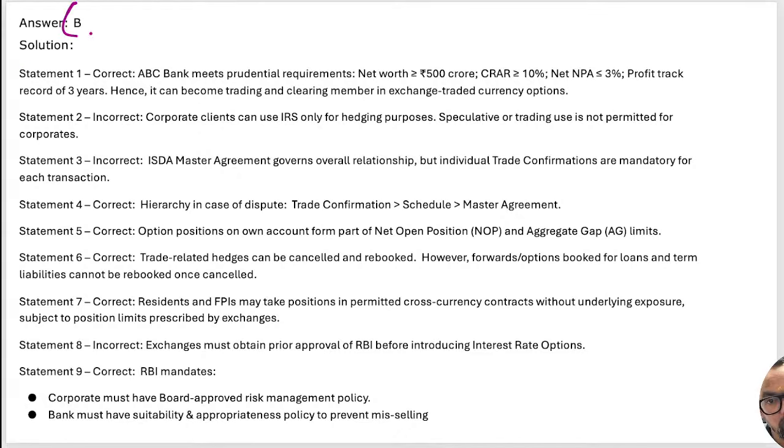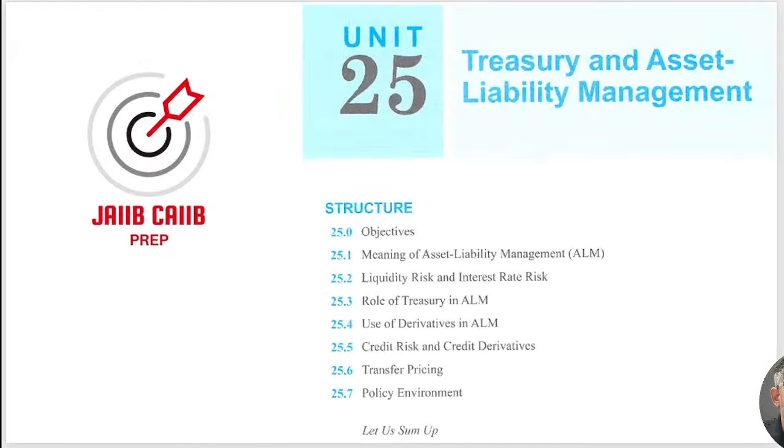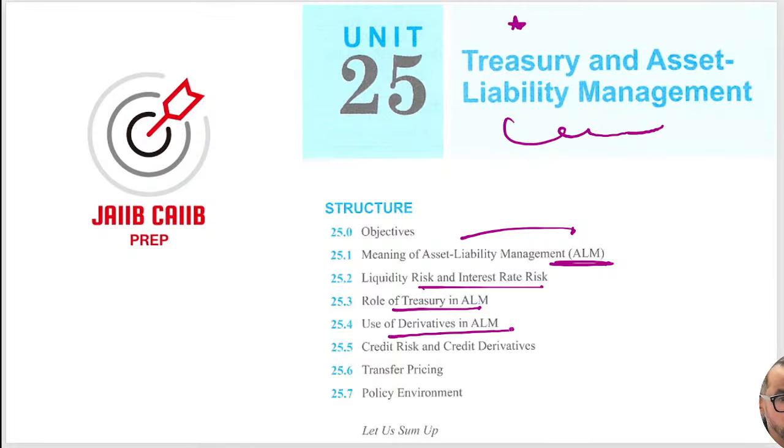So this was your last question. Now Treasury and ALM. This unit is very easy. What we have done with module B, same things are there, right? ALM we read yesterday only, right? Asset liability management, liquidity and interest rate. We have treasury ALM, uses of derivatives, just now we have covered, credit derivatives, CDS, CLN, transfer pricing, and the policy environment, the governing guidelines and rules and others, right?